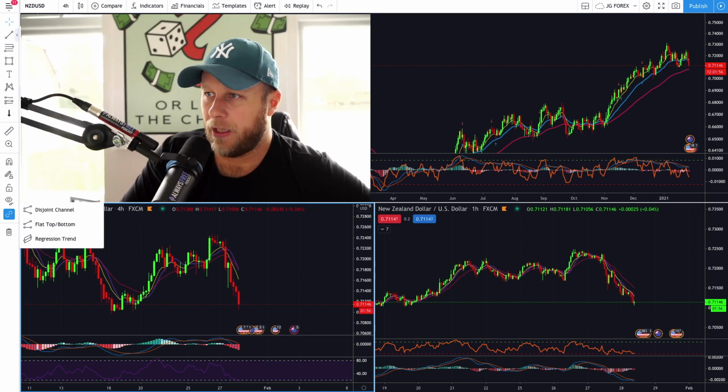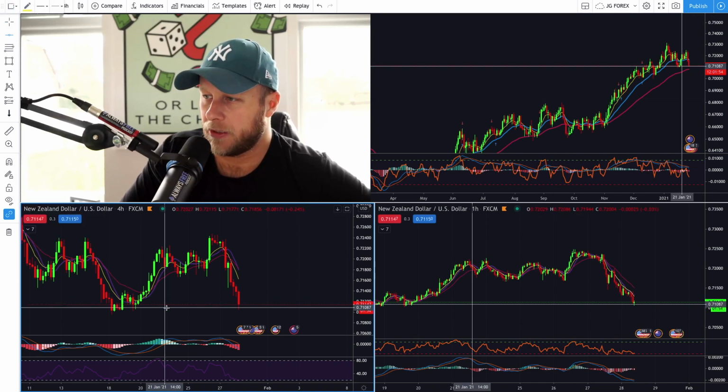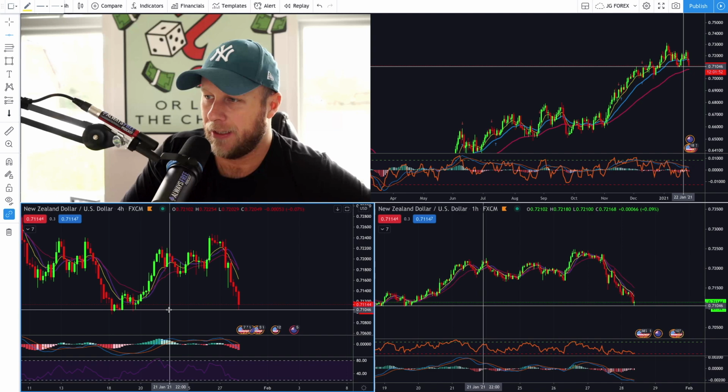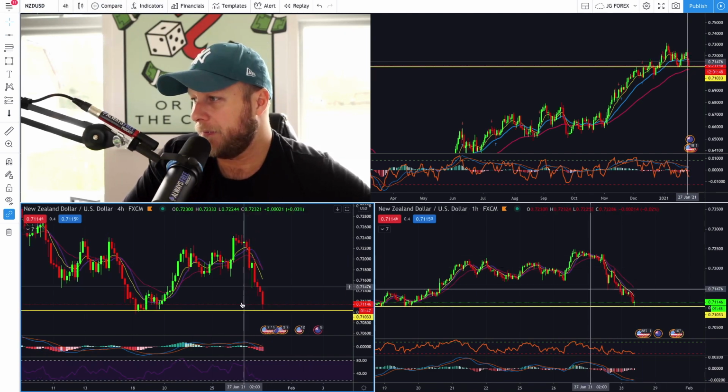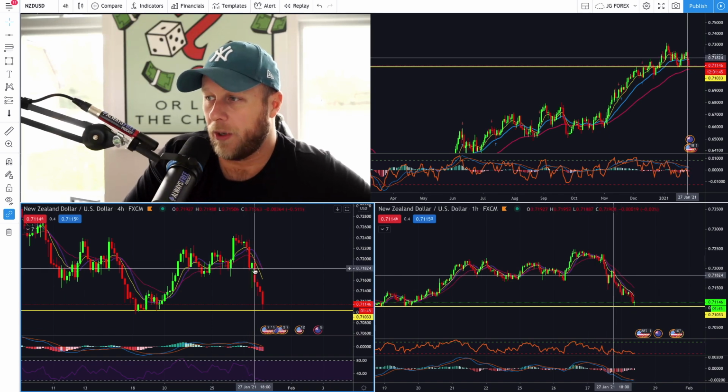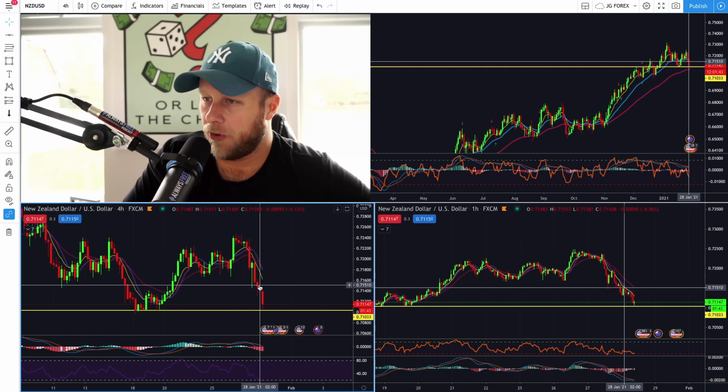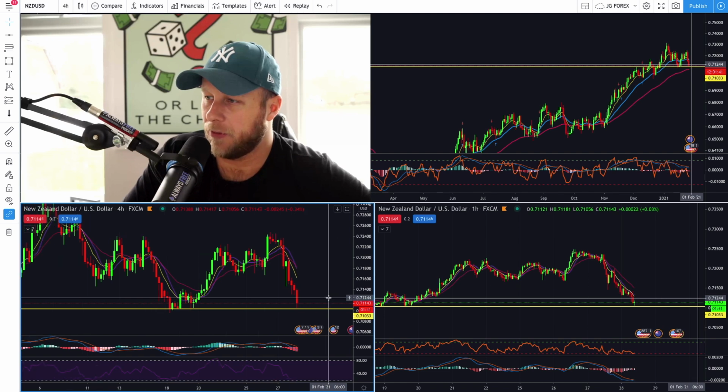Okay, so look, we bring on a horizontal line. I just want to draw on this horizontal line down here, and we are approaching that level following a big bearish run. 1, 2, 3, 4, 5, 6 bearish candles in a row.